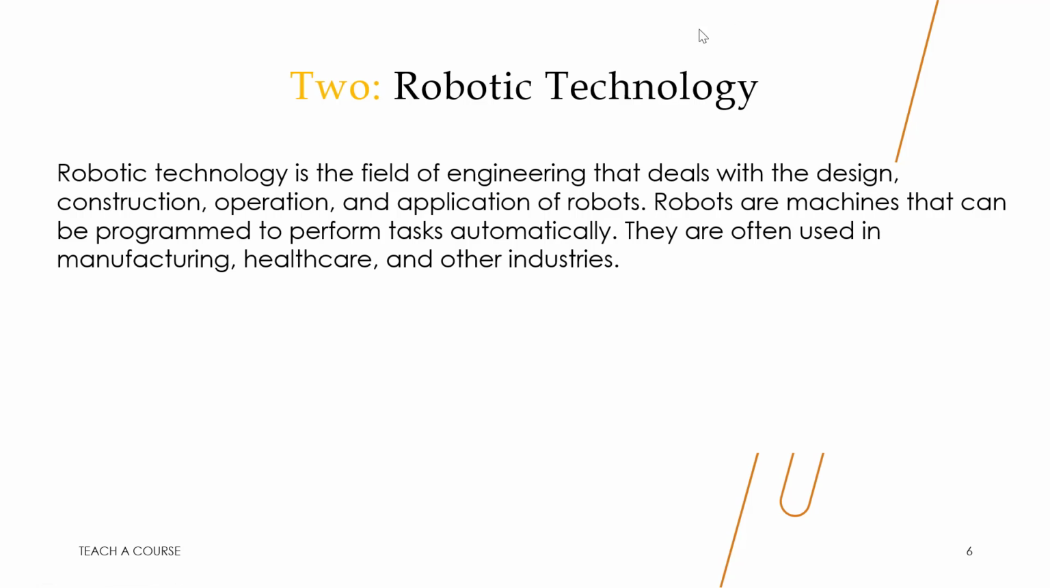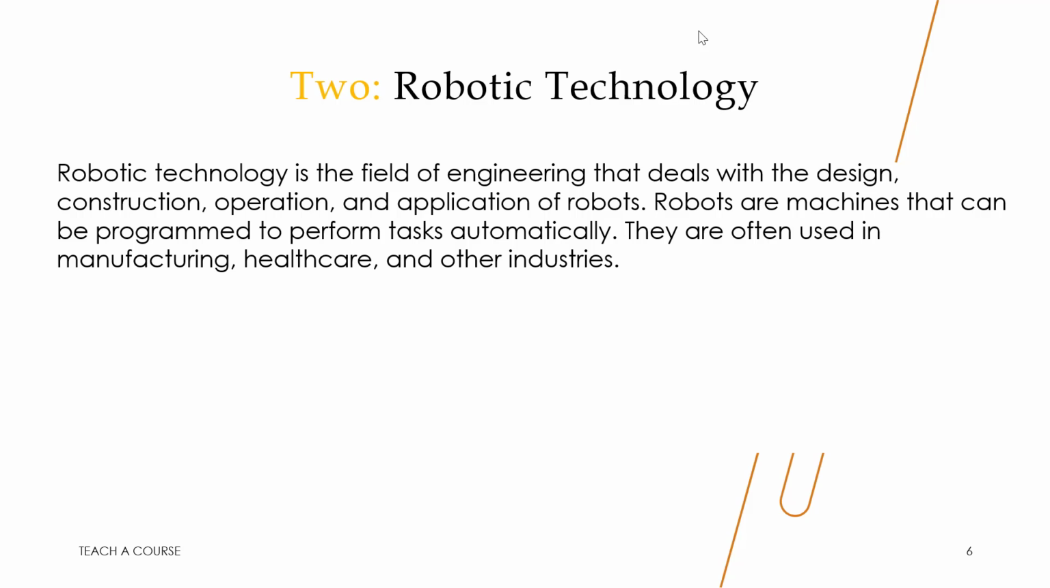Robotic technology is a broad field that encompasses many different aspects of engineering, including mechanical engineering, electrical engineering, computer science, and artificial intelligence. Robots are made up of a variety of components, including sensors, actuators, and controllers. The sensors allow robots to interact with their environment. Actuators allow them to move around, and controllers tell them what to do.